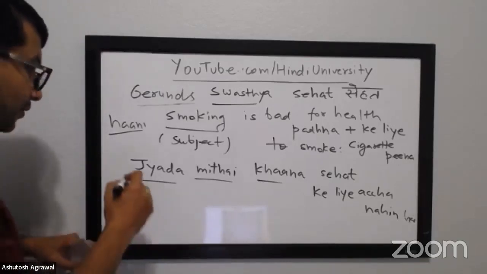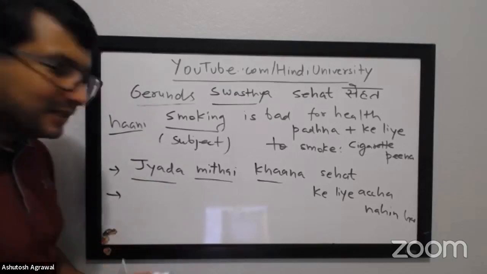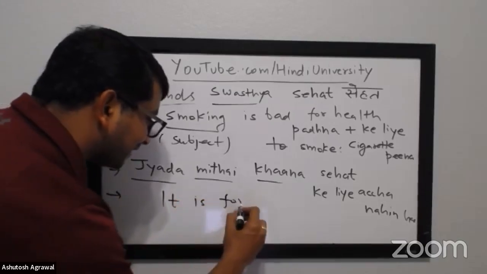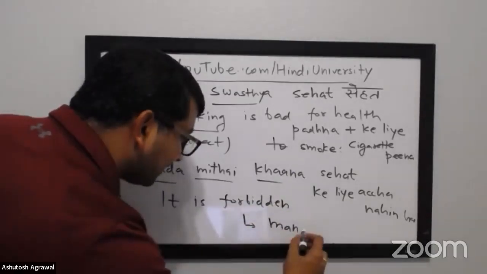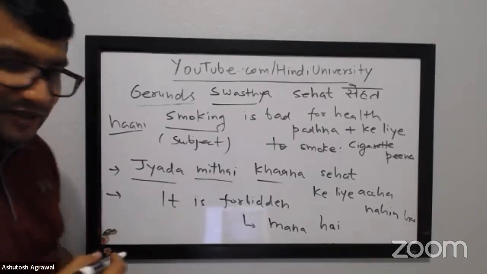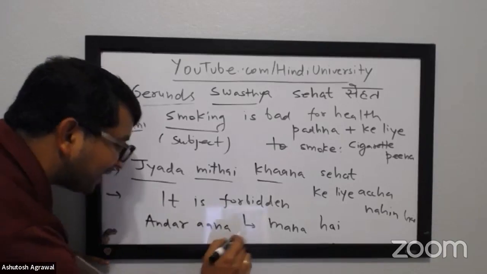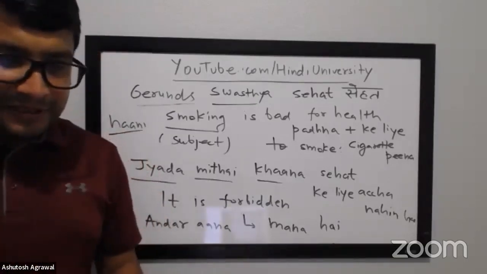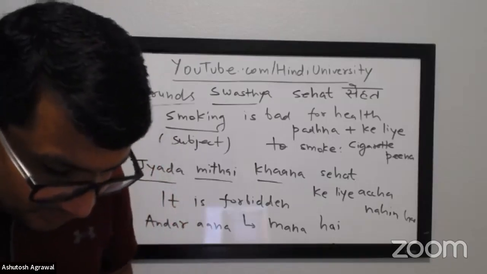Okay. Next one, in some official rooms or offices or buildings, it is written that something is forbidden. Forbidden in Hindi is mana hai. Let's say there's a government building and you cannot come inside. They'll say something like andar aana mana hai. Andar aana is to come inside, but it is used as a subject. So andar aana mana, it is forbidden to come inside the building.